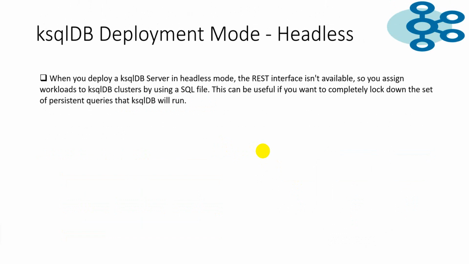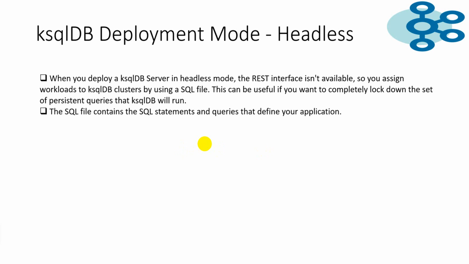When you deploy a ksqlDB server in headless model, the REST API interface isn't available. So you assign the workloads to the ksqlDB cluster by using a SQL file. This can be useful if you want to completely lock down the set of persistent queries that ksqlDB is running. The SQL file contains the SQL statements and the queries that define your application.